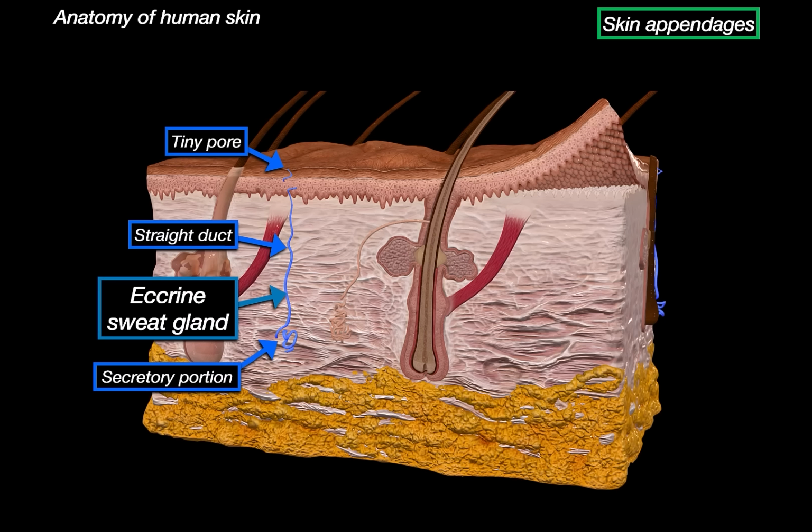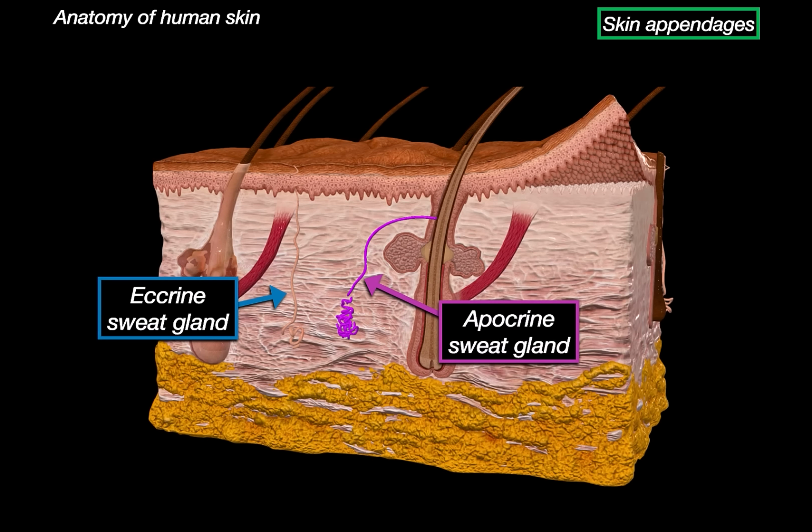These glands are scattered almost everywhere on the body, but they are especially dense on the palms, soles, and forehead. The fluid they produce is a thin, watery sweat made mostly of water with sodium, chloride, small amounts of potassium, urea, and other solutes. The second main type is the apocrine sweat glands.